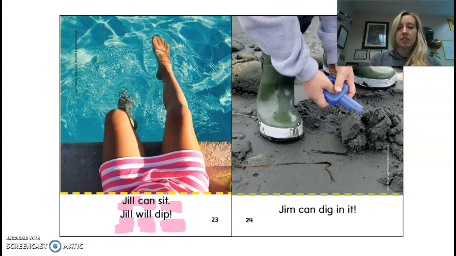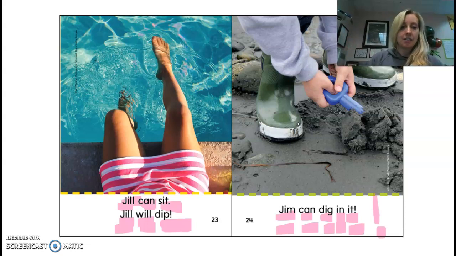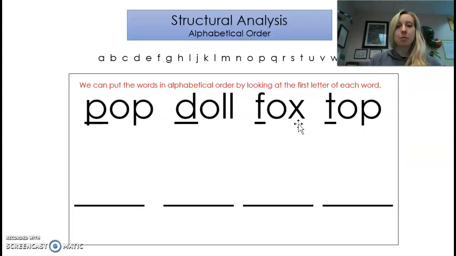Jill will dip. She's going to dip her foot in the water. Okay, your turn. Our turn. Jim can dig in it. We're excited.